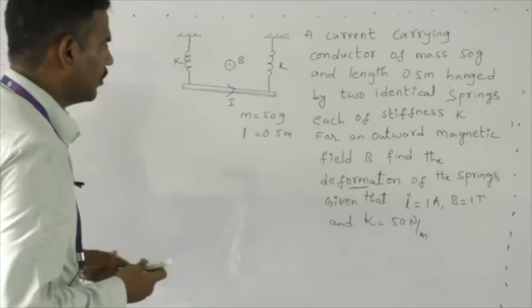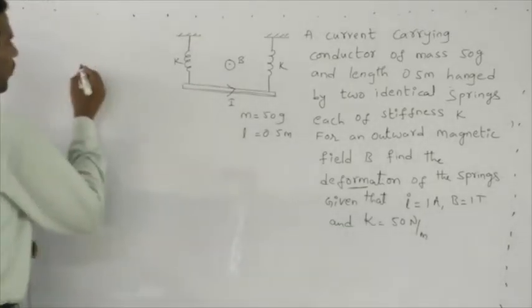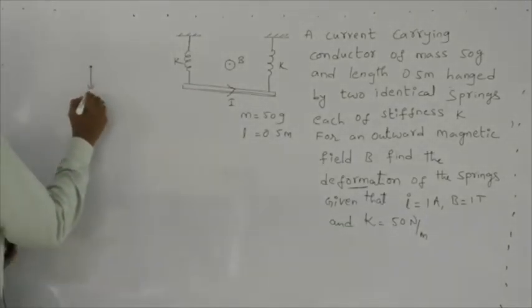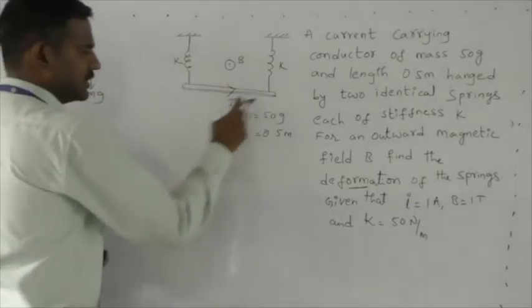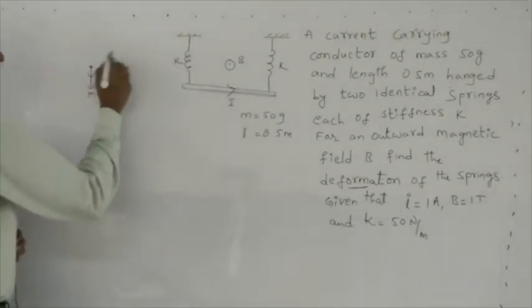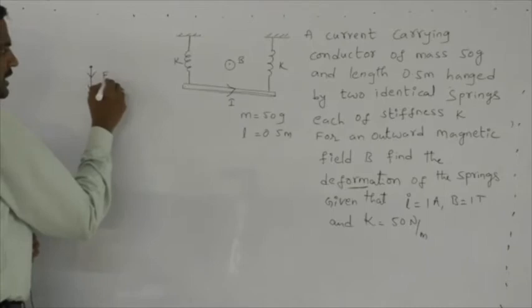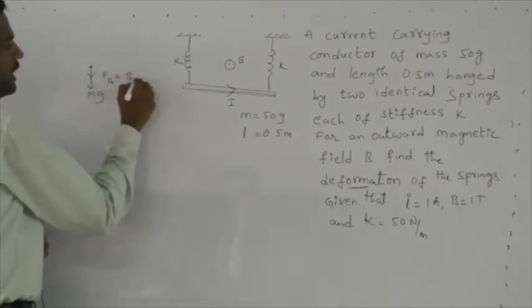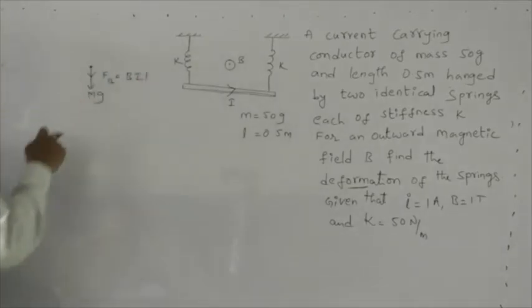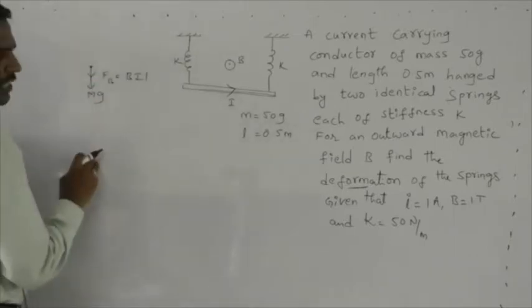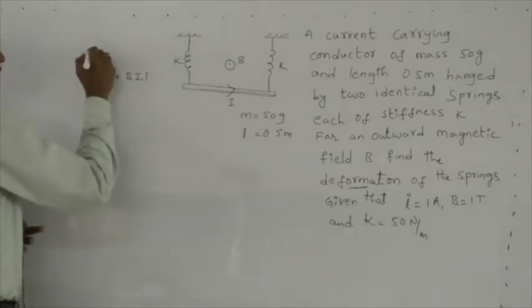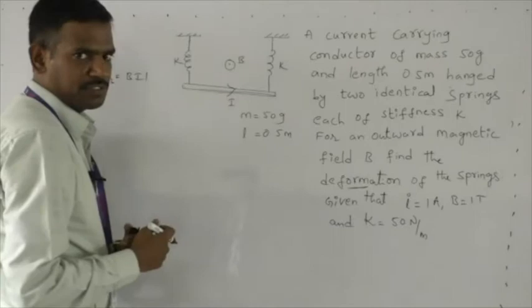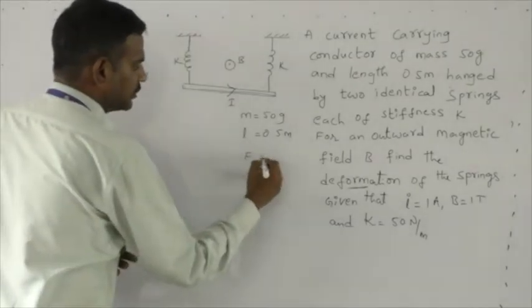Right? So therefore, in the downward direction, I have the force mg, the weight of this rod, and this magnetic force, shall I call it Fb, which is nothing but BIL, acting in vertically downward direction. And in the upward direction, what will be the force? There will be two springs. For both springs, we will have a restoring force, F equals K into X.